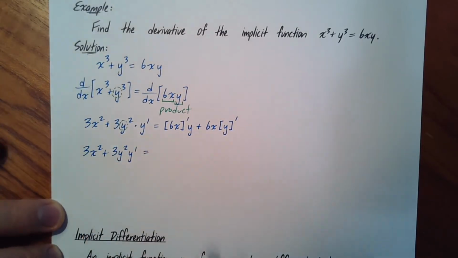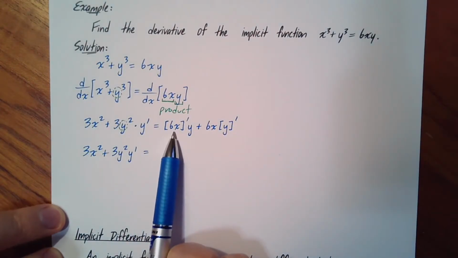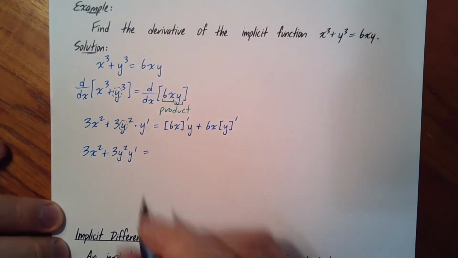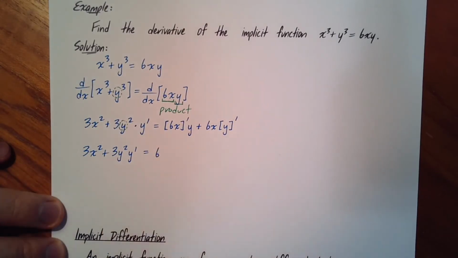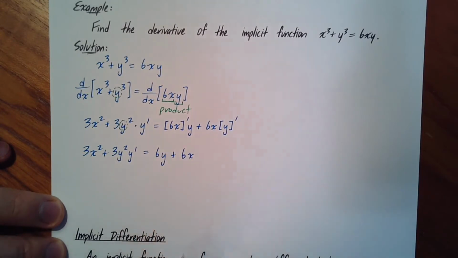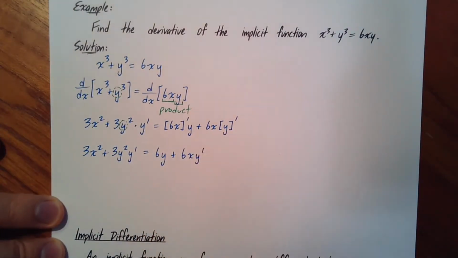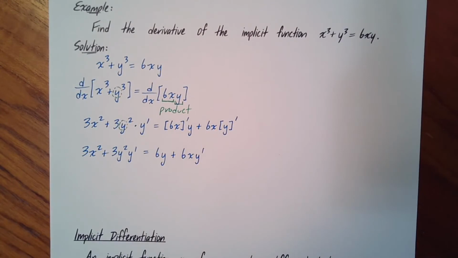Okay, and on the right-hand side, so 6x, derivative of 6x, this has no y's in it, so just treat it like an ordinary derivative. Derivative of 6x is going to be 6. So you'll have 6y plus 6x, and then for the derivative of y, let's just put y prime, because what else can you do? Okay, so now the differentiation step is complete, but we still want to find y prime.